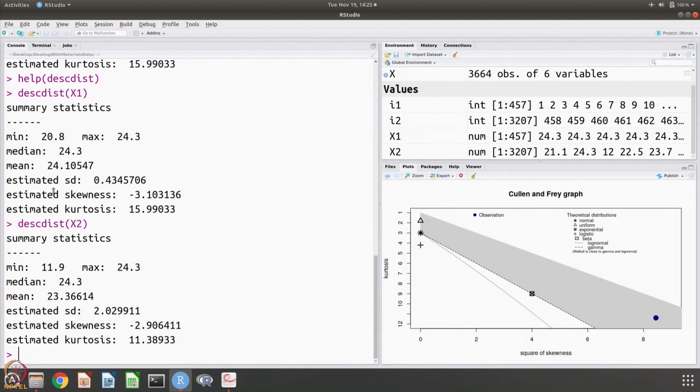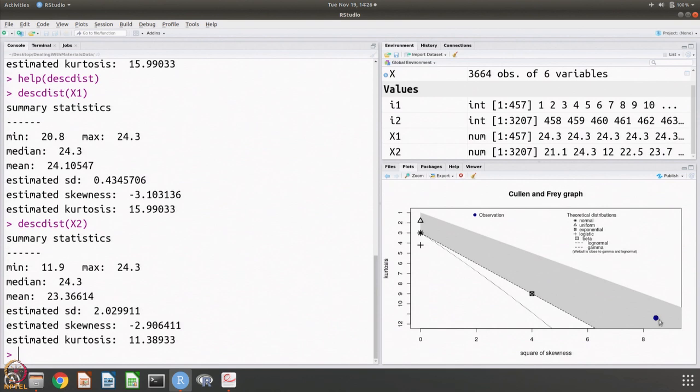So, these two data sets in terms of mean and standard deviation are almost the same, but the skewness is different, or quite close, it is not very different. It is minus 3.1 and this is minus 2.9. So, this is not very different, and kurtosis is about 16 and this is about 11.4. So, there is some difference. Obviously, it is not the same as phase 1, but it is also a beta distribution and it is slightly different from the previous one.